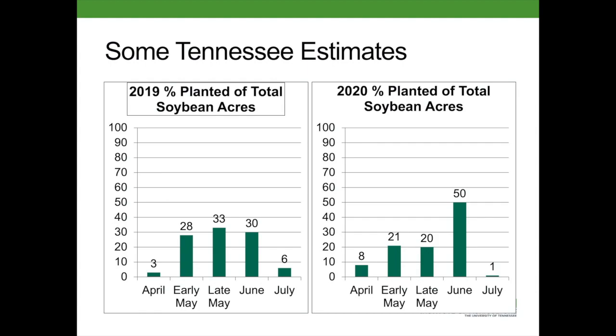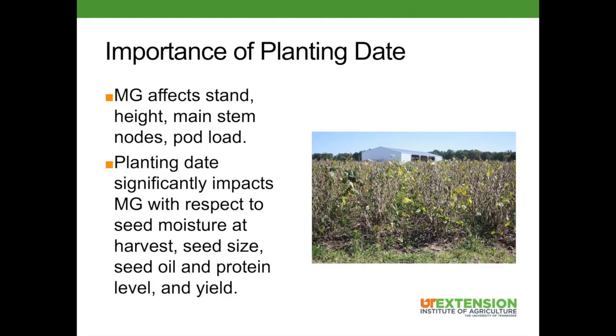And again, maturity group choice, I think, is going to be critical to doing a little bit better job on yield. So based on some of the maturity group work that we've done across the years, we see that choice of maturity group affects how tall the beans are at the end of the year, the number of nodes, pod load to some extent.